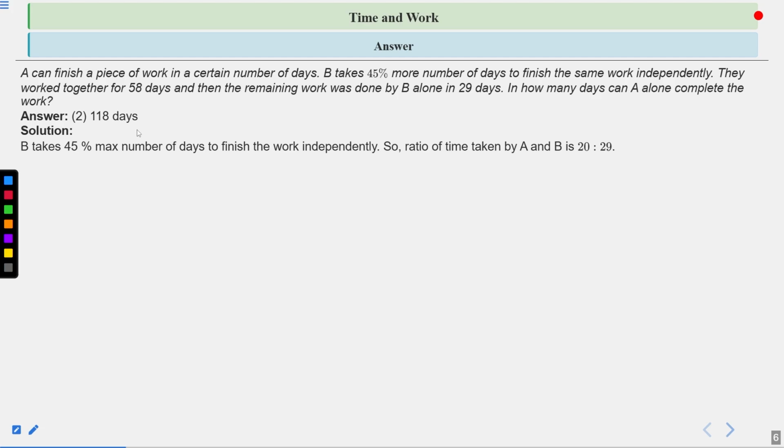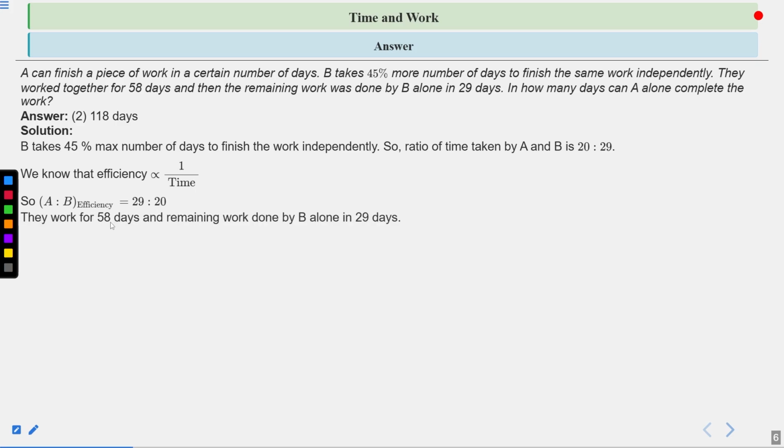So B takes 45% more than the number of days A takes to finish the work independently. So the ratio of the time taken by A and B becomes 100 to 145, that is 20 to 29, because when we make the fraction of 45%, we get 145 upon 100. Now we know that efficiency is inversely proportional to time. So if the time ratio is 20 to 29, the efficiency ratio becomes 29 to 20. So the efficiency ratio of A and B becomes 29:20.